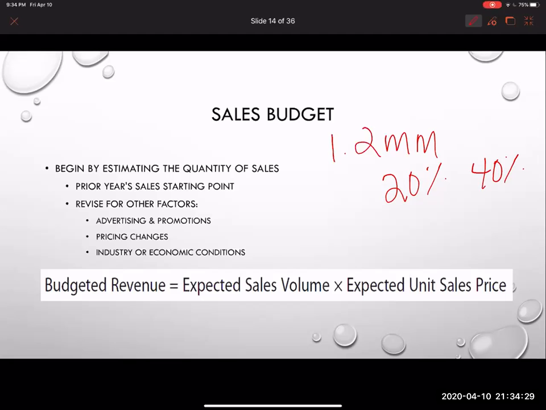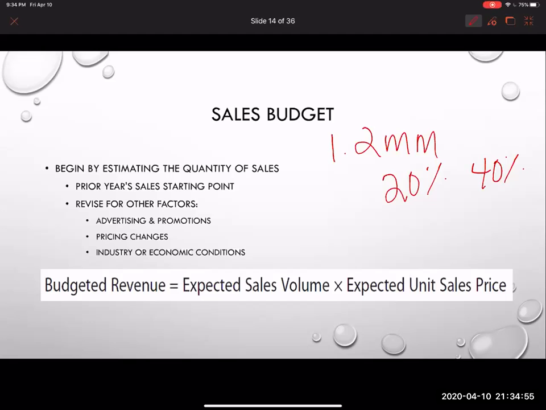Something of that nature, right? And so again, you're using maybe prior year's information to help predict where you want your sales to go. I kind of alluded to this a second ago, but usually you revise your sales budget from the prior year based on your advertising and promotion needs, or how you maybe will come up with a new marketing campaign, any price changes that you need to consider.